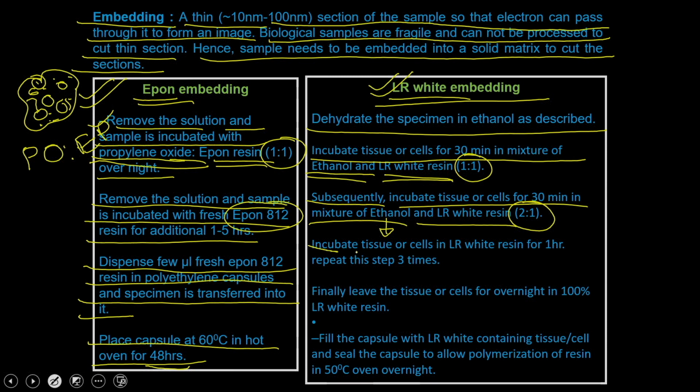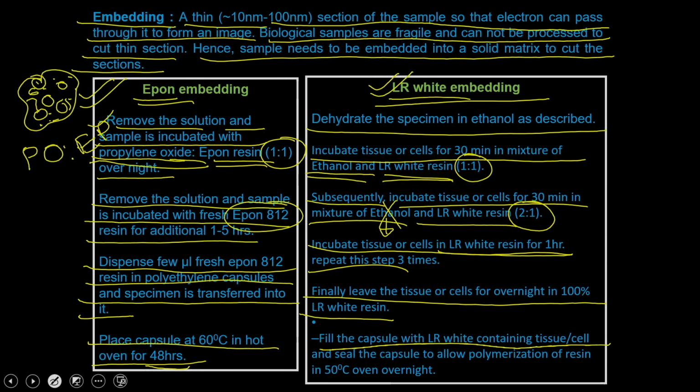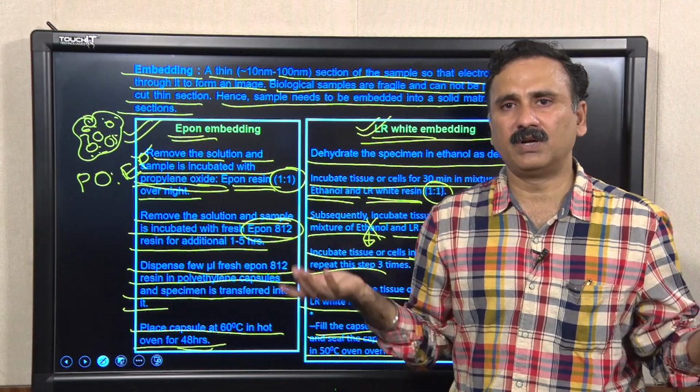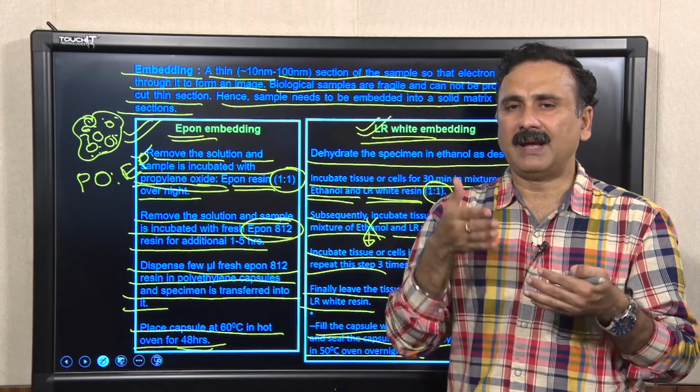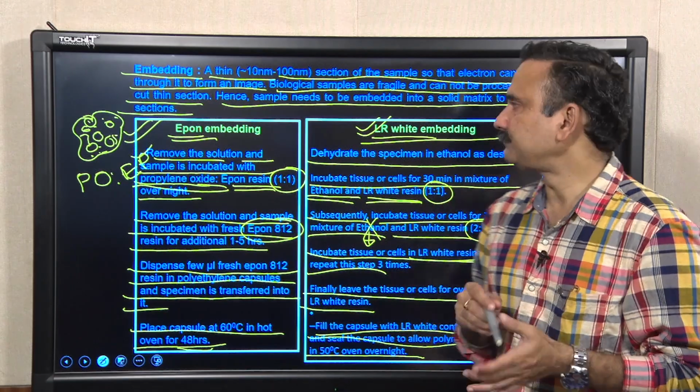Now, in the third step you do the same thing, and this time you have removed the alcohol and put only LR white resin, and finally leave the tissue overnight in 100% LR white resin. Then you again fill the capsule with the LR white containing tissue and seal the capsule to allow polymerization of the resin at 50° overnight in ovens. So, the process remains the same, except that you have two different types of matrices you can use to prepare the sample for cutting the sections.